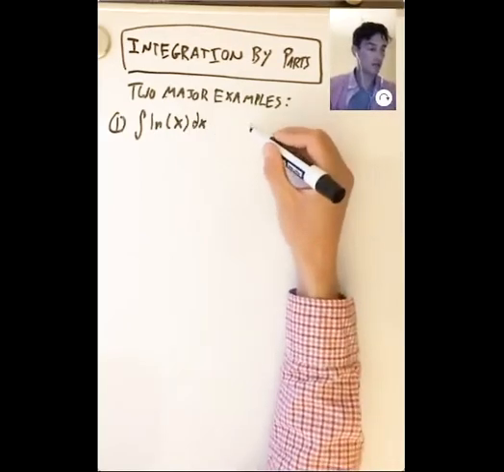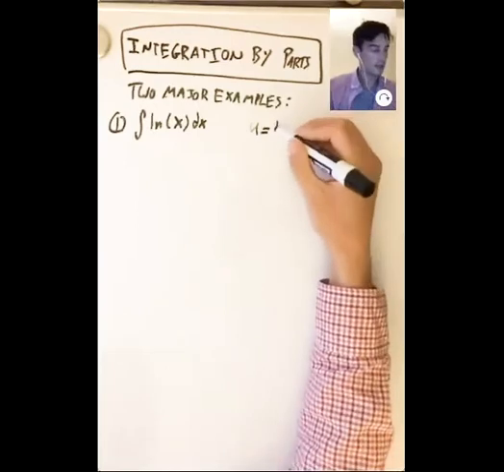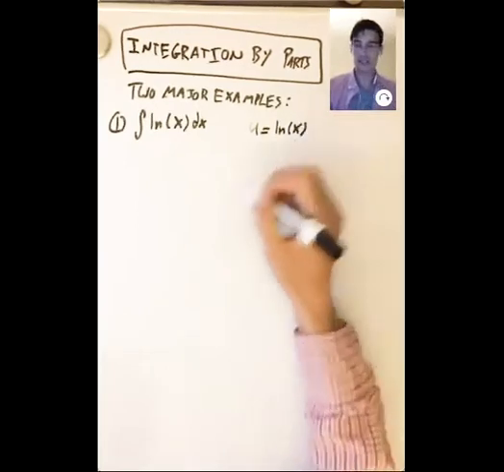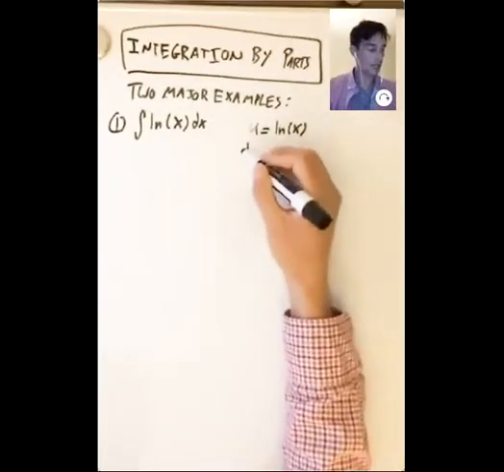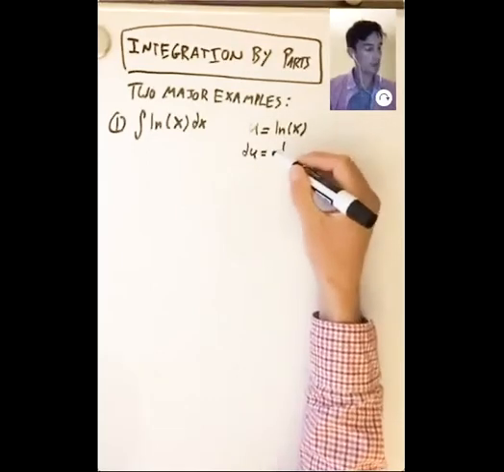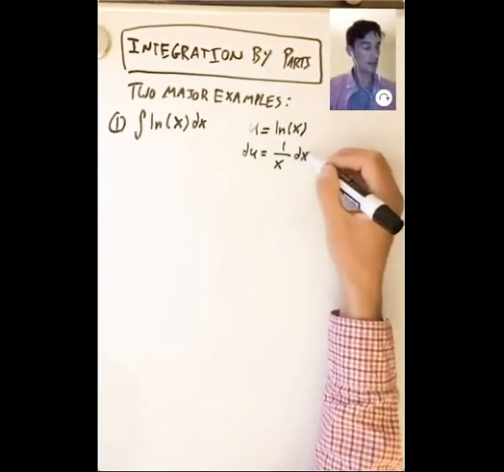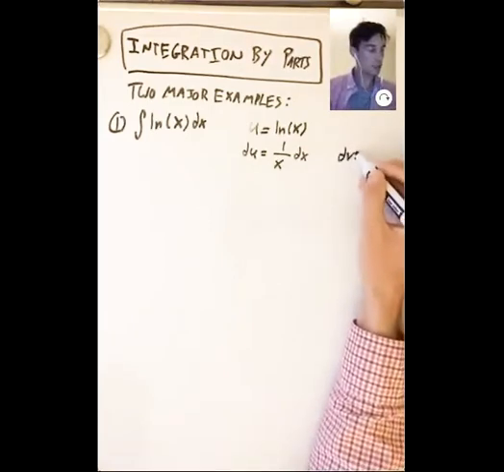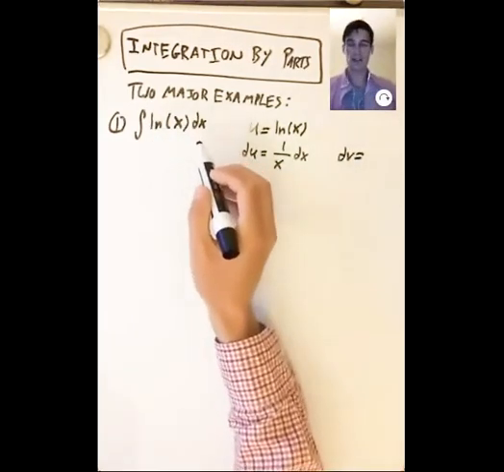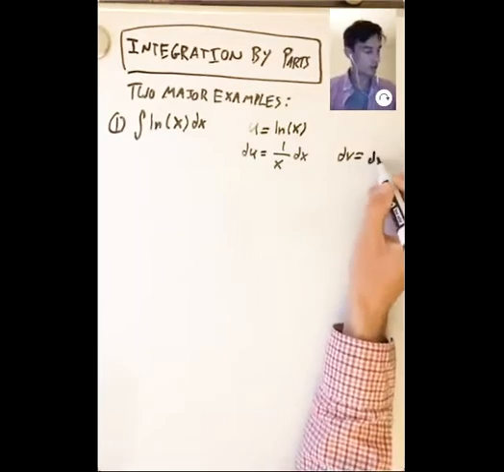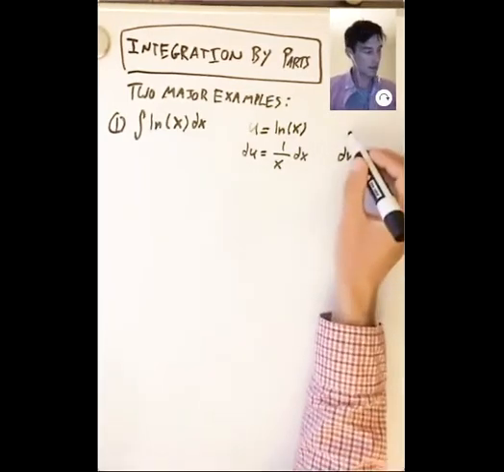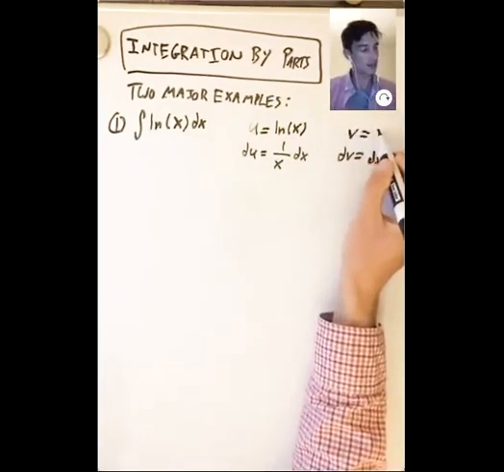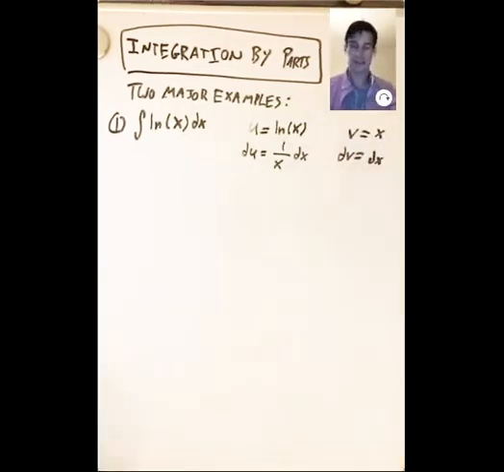So here, we know that ln of x gets simpler when we differentiate. We get 1 over x dx. And then what's dv? Well, it should be everything left over in the integral. So we just have dx. And when we take the simplest antiderivative we can, we just get x.